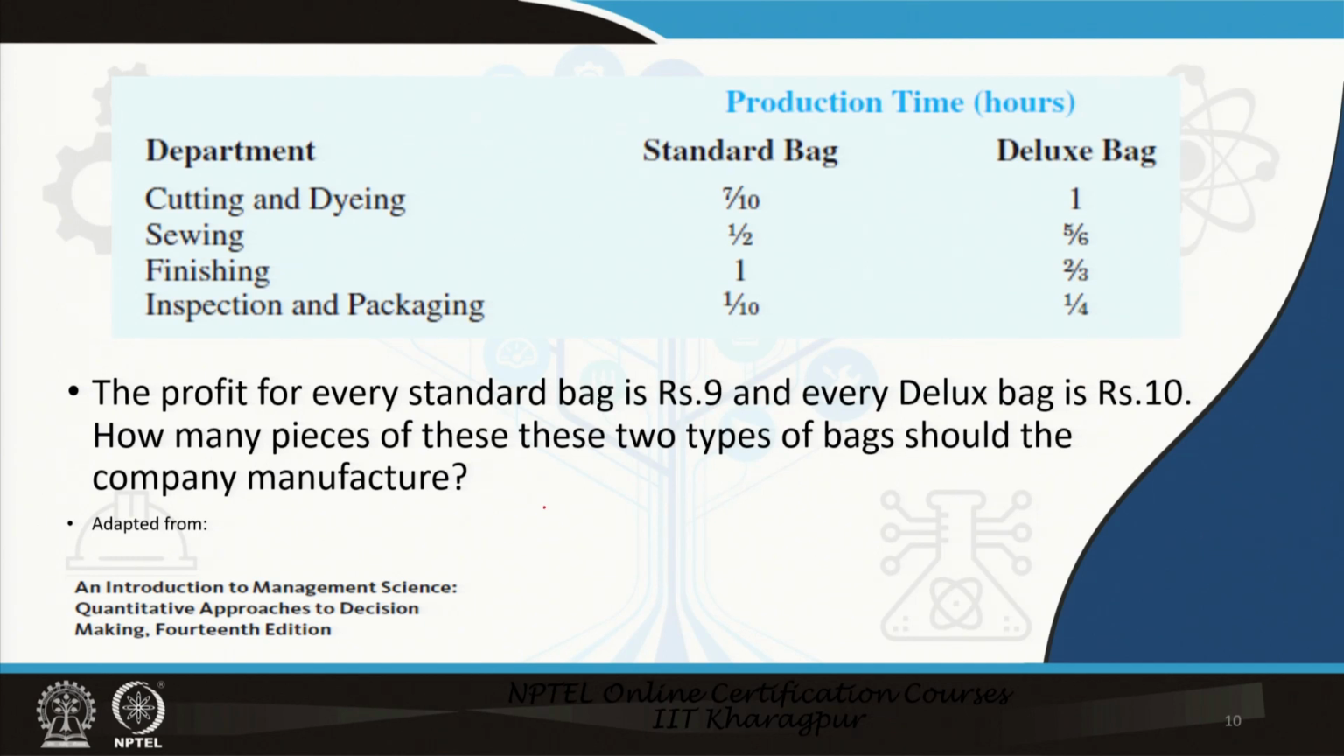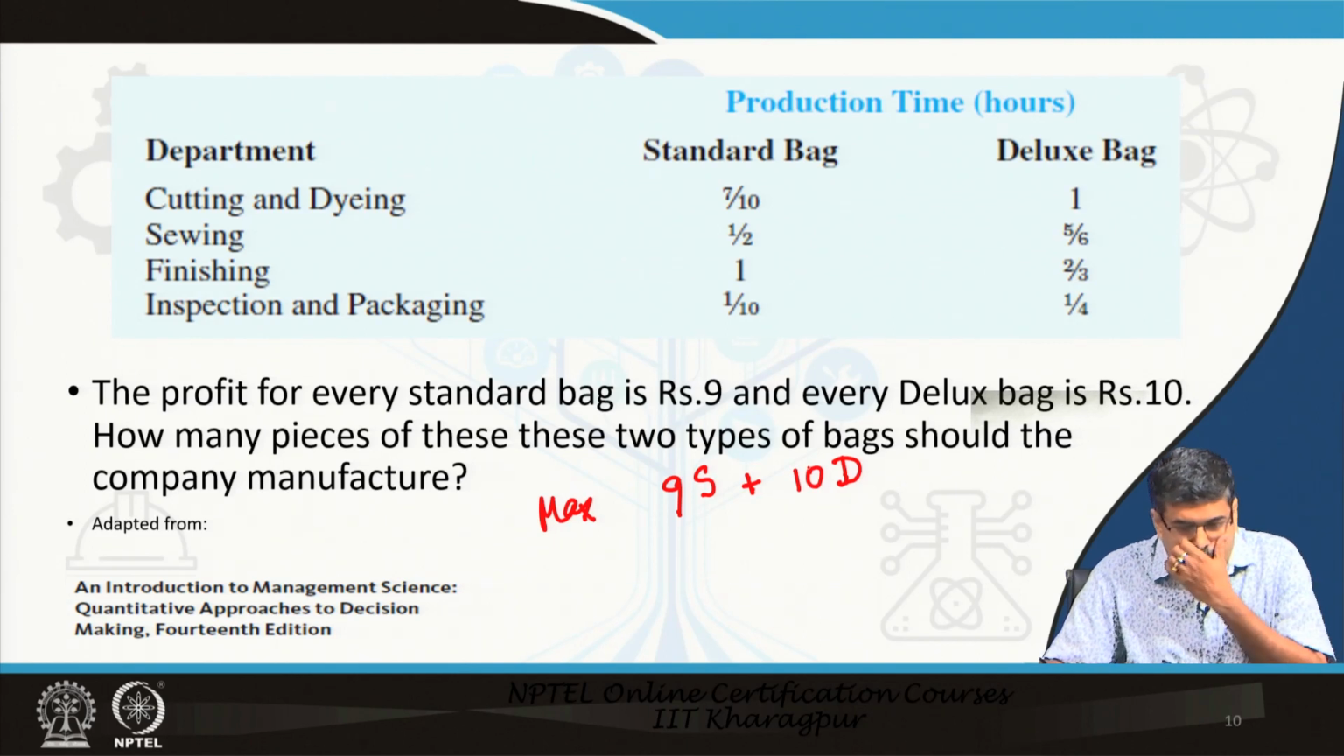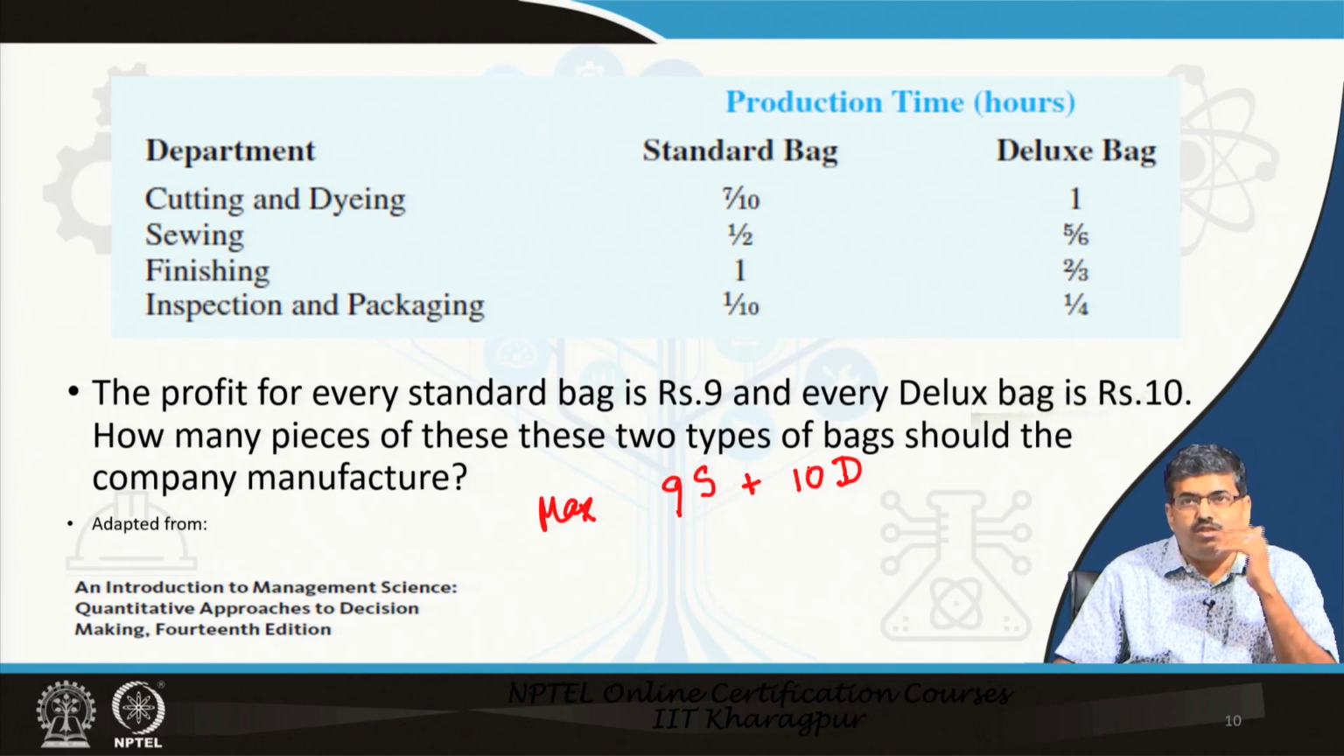So, what is my objective? My objective is to maximize this profit, right. How many standard bags should we manufacture? We do not know. So, let us keep it S. How many deluxe bags should we manufacture? We do not know. So, let us keep it D. What is the profit? Total profit then is 9 per bag into S bags manufactured, that is 9S, and 10 per bag into D number of bags manufactured. So, 10D, or 9x1 plus 10x2.